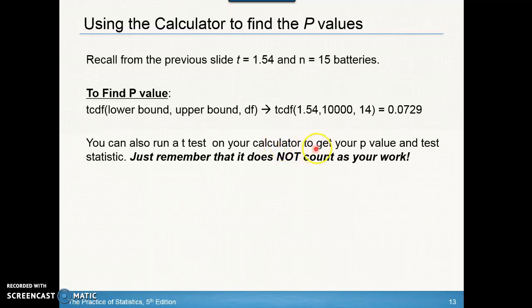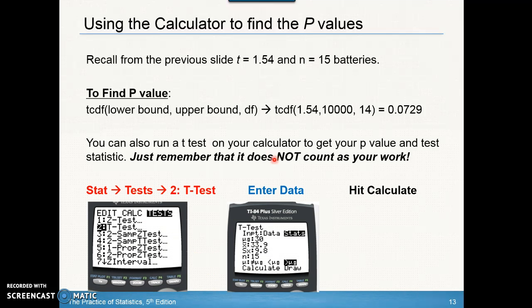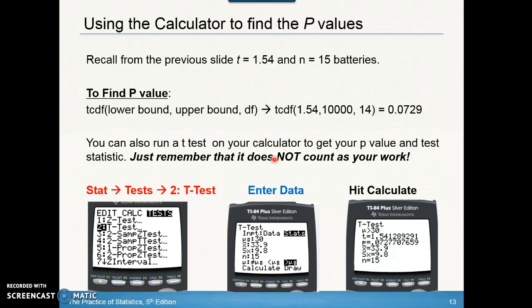You can also run a test on your calculator to get your p-value and your test statistic, similar to what we did in the last section. Just remember, it's not going to count as your work. So if you're using the test feature on your graphing calculator, totally fine. You just need to make sure that you show the work for the free response section, and then in the multiple choice, you can go ahead and use the calculator the whole time.